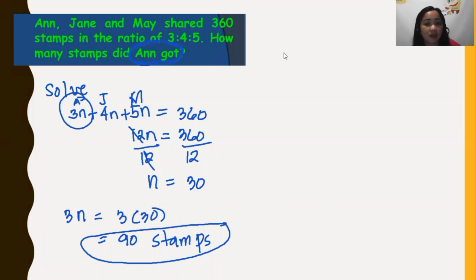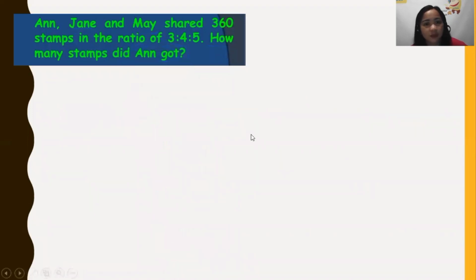So, this is an example. Bakit hindi na natin kinuha yung kay Jane at kay May? Kasi dito sa problem natin, ang tinatanong lang ay yung kay Anne. So, no need to compute for the stamps of May and Jane. Be careful of what is being asked in the problem. Baka mamaya solve kayo ng solve. Hindi naman pala yun tinatanong.